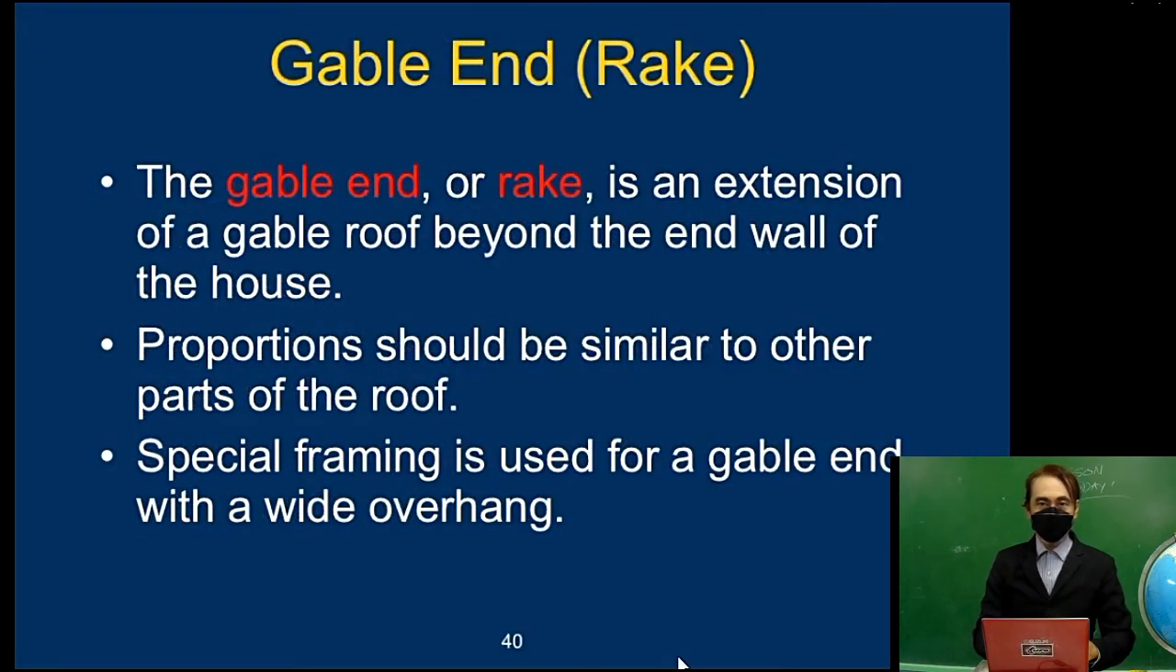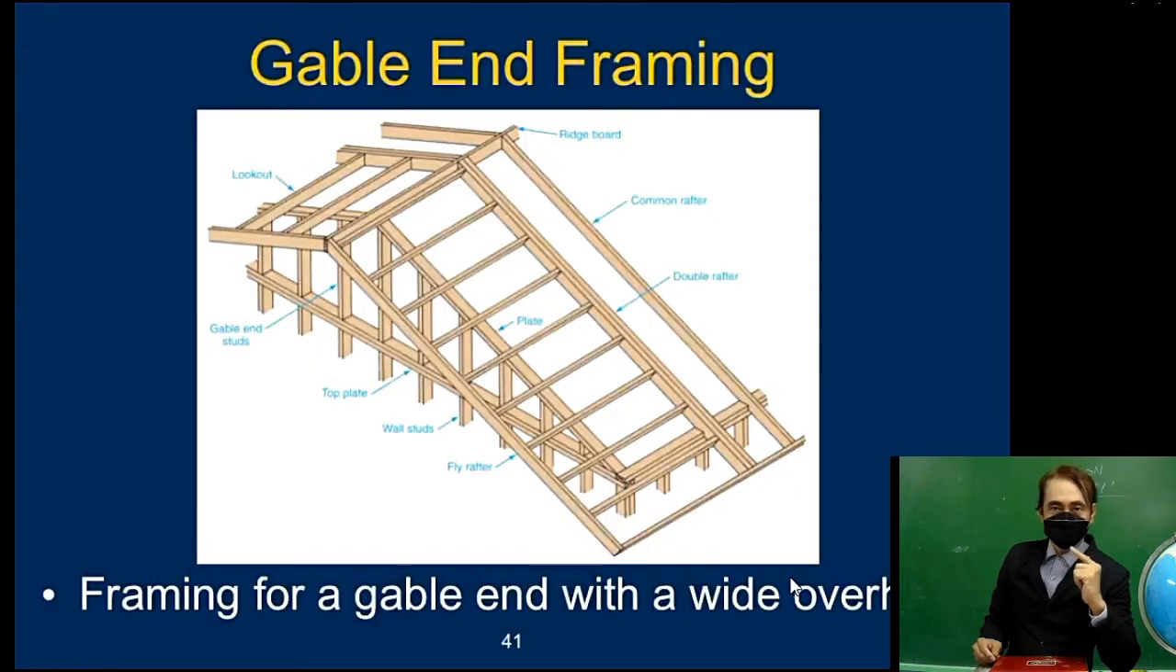A gable end or the rake. The rake is an extension of the gable roof beyond the end wall of the house. Proportions should be similar to other parts of the roof. Special framing is used for a gable end with wide overhang.